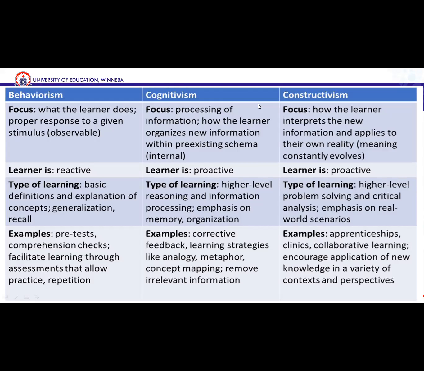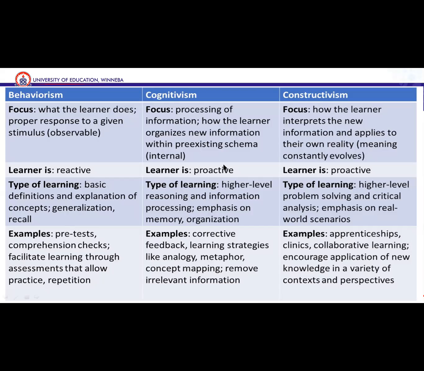Then the type of learning that occurs in behaviorism is basic definitions and explanation of concepts, generalizations, and then recall of facts. In cognitivism, there is higher level reasoning, information processing, and the emphasis is on memory, organization, and so on. And then the constructivist type of learning is also high level problem solving and critical analysis, and there is real emphasis on real world scenarios or practical problems as they occur in this world.